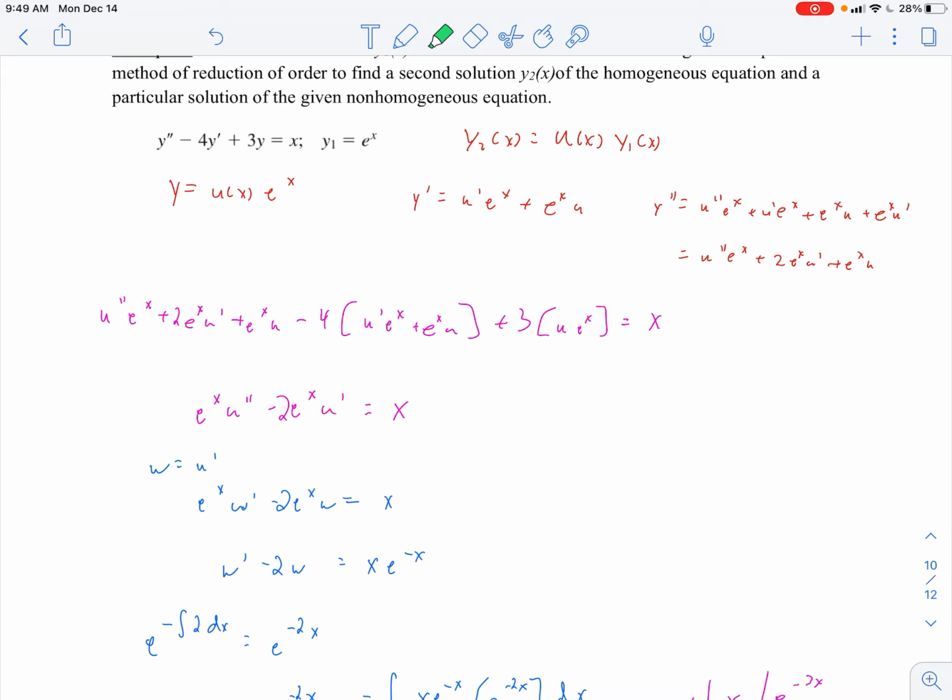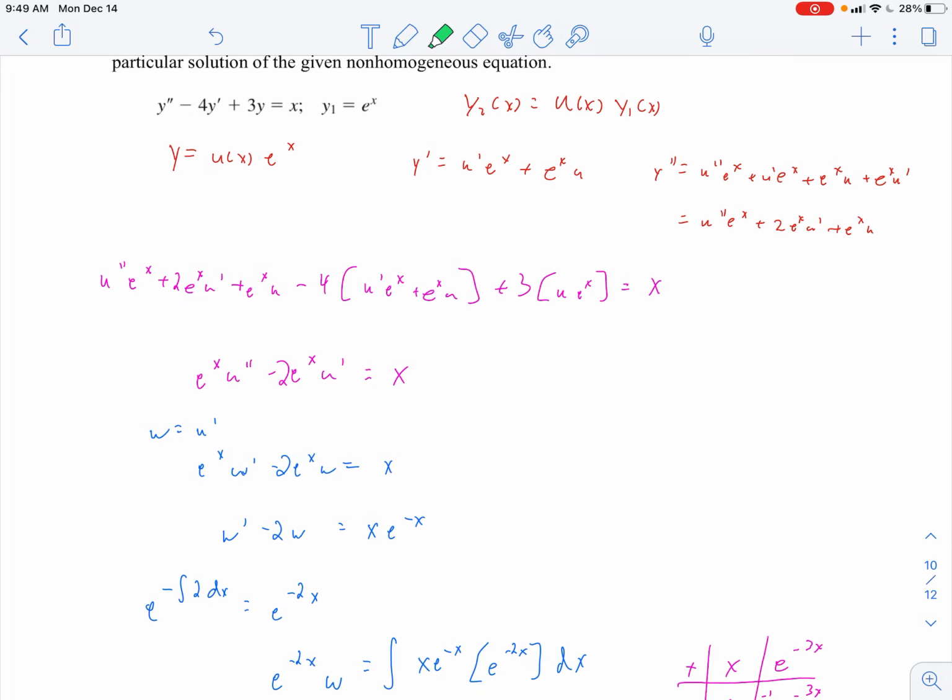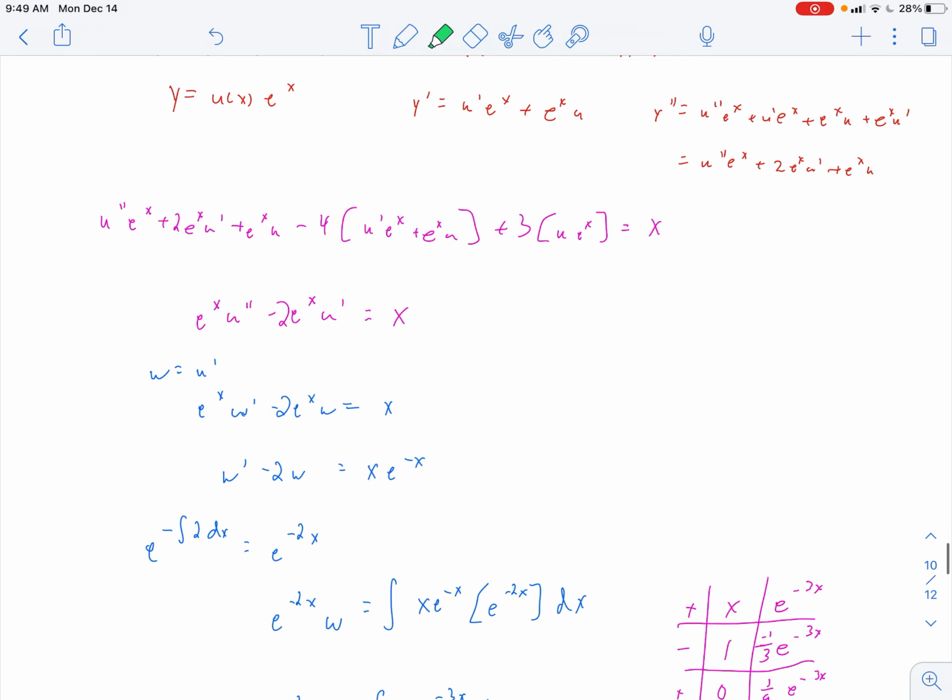We substitute in and simplify the left-hand side. We notice u double prime e to the x is going to stay, and then our 2e to the x u prime and minus 4u prime e to the x turn into minus 2e to the x u prime. Then e to the x u minus 4e to the x u plus 3e to the x u all cancel out, and so we're left with e to the x u double prime minus 2e to the x u prime equals x.